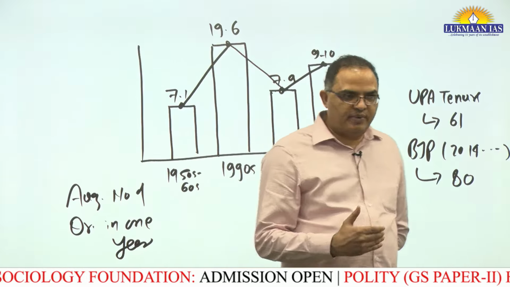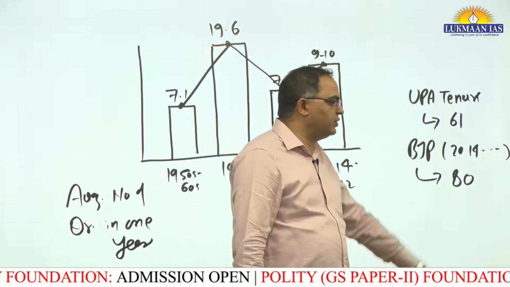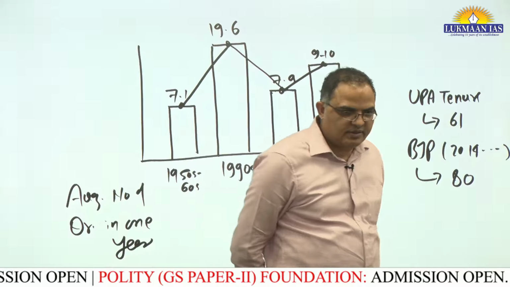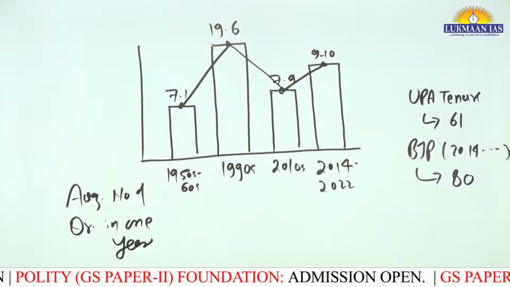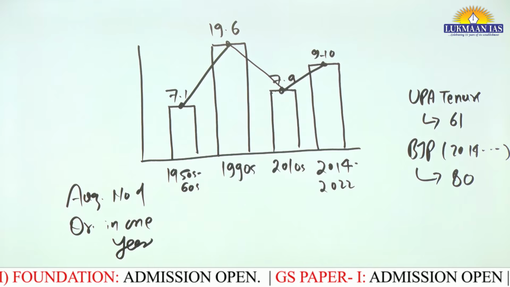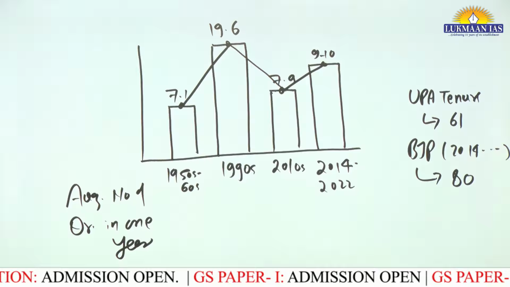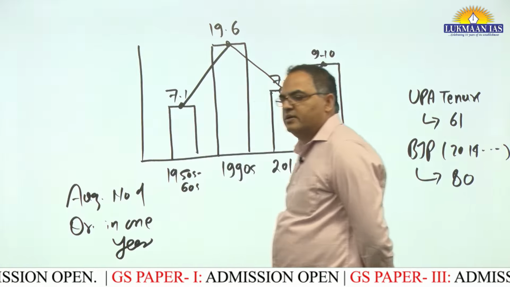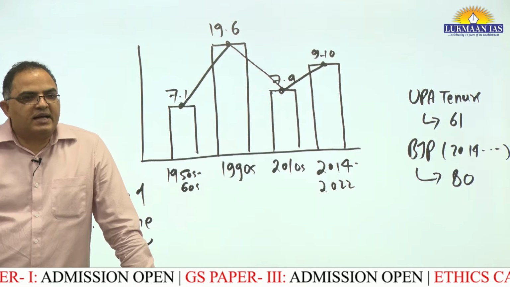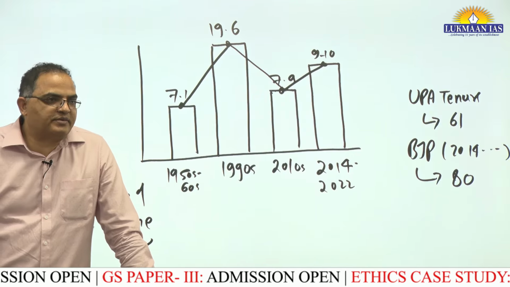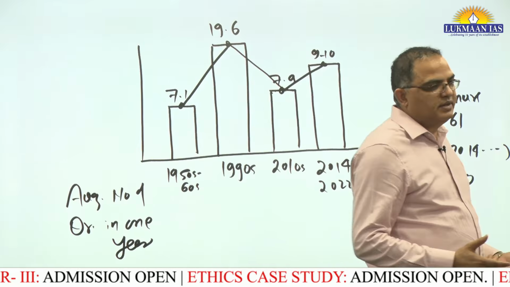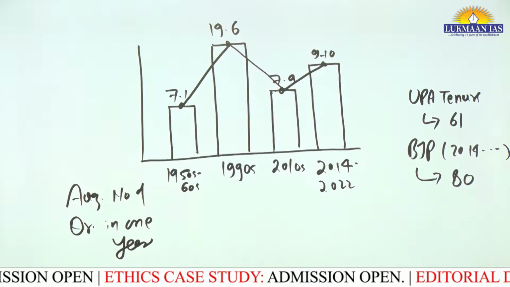If by 2022 they have issued 80 ordinances in 8 or 9 years, so almost 80 ordinances. And in 10 years of the UPA government, 61 ordinances. So facts are not as important as the nature of ordinances. This you should know.